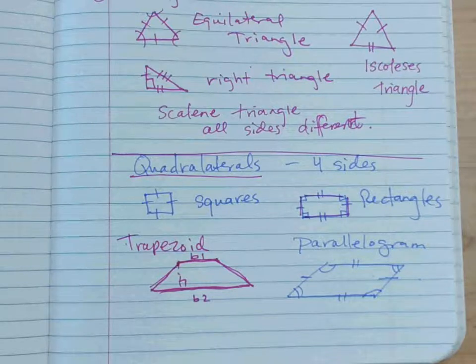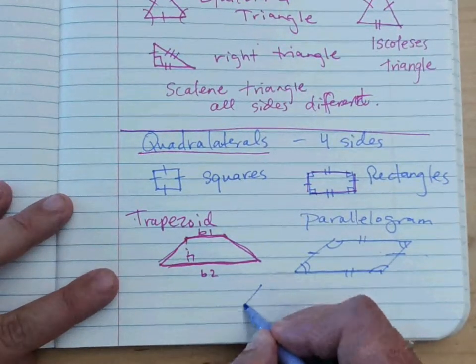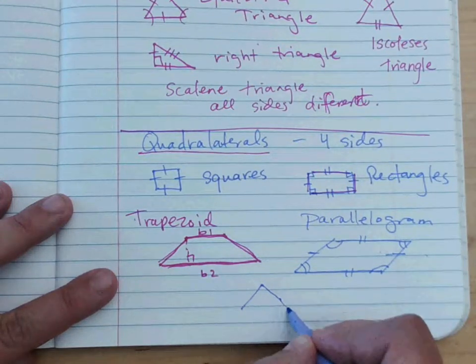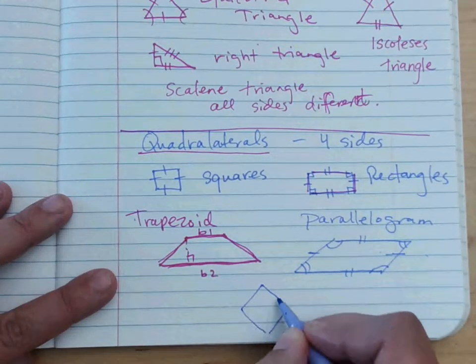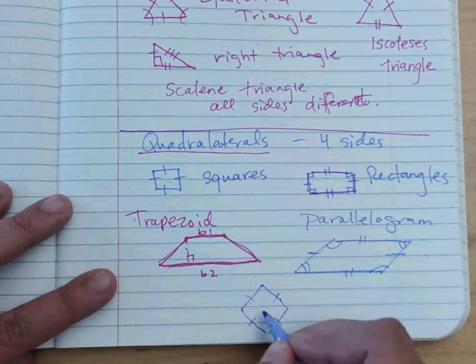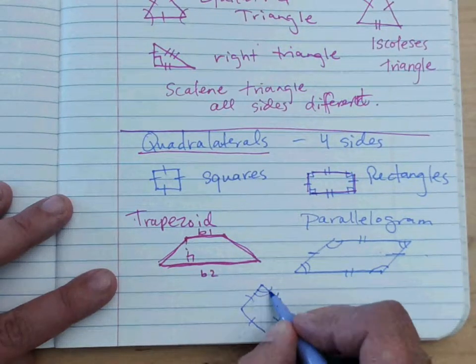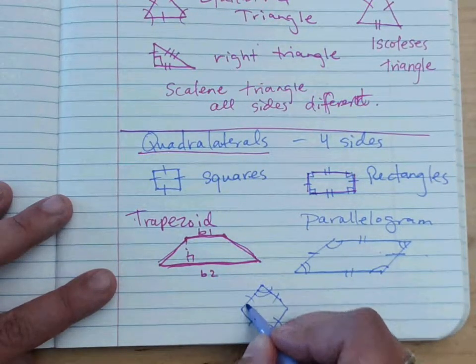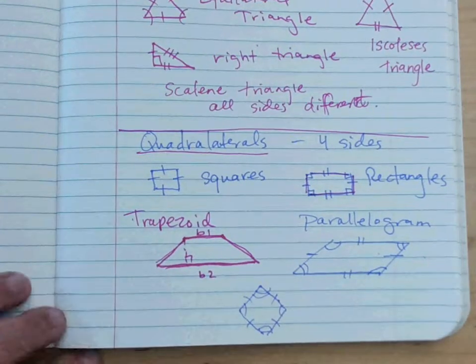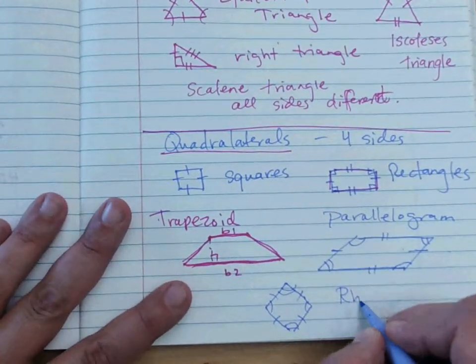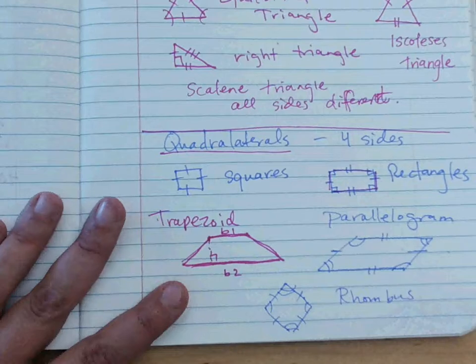And then another example of a quadrilateral would be a rhombus. A rhombus looks like a square. I think all the sides of a rhombus are the same, but again, the angles are not 90 degrees. So it kind of looks like a diamond shape. So that would be a rhombus. Okay?